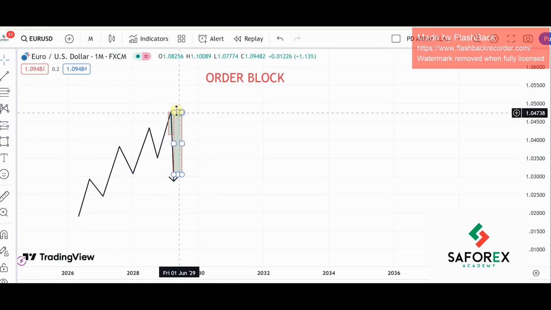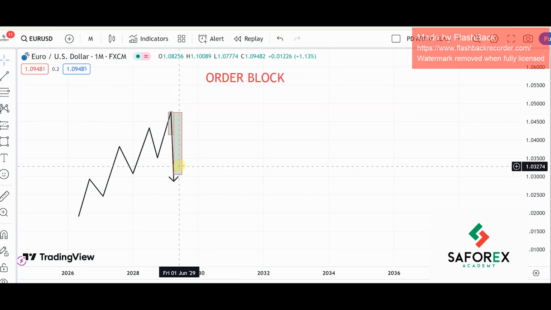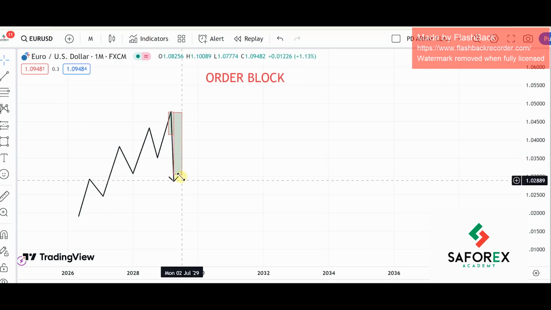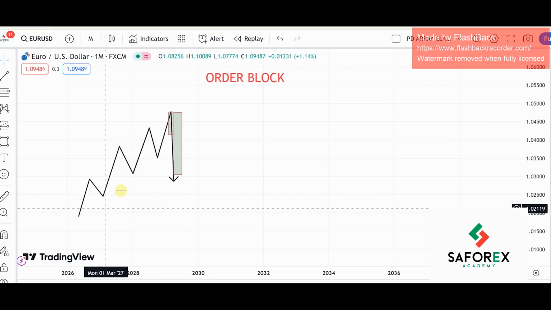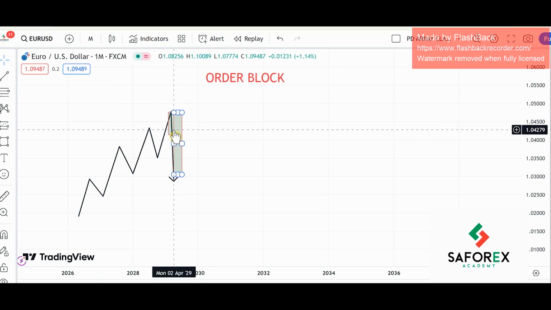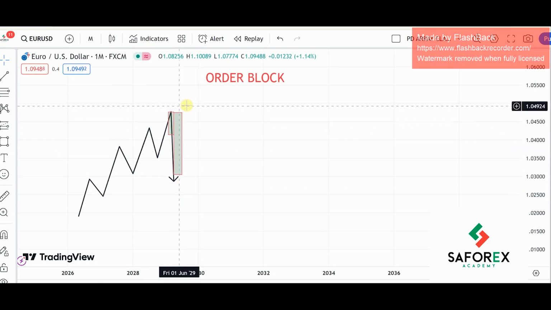That last green candle was printed before you have this massive move of candles to the downside, a massive move of red. It may not be one candle, it may be consistent red candles. That last green candle is your order block for a bearish movement. So that's what you call a bearish order block. That is the last green candle that led to a bearish movement.